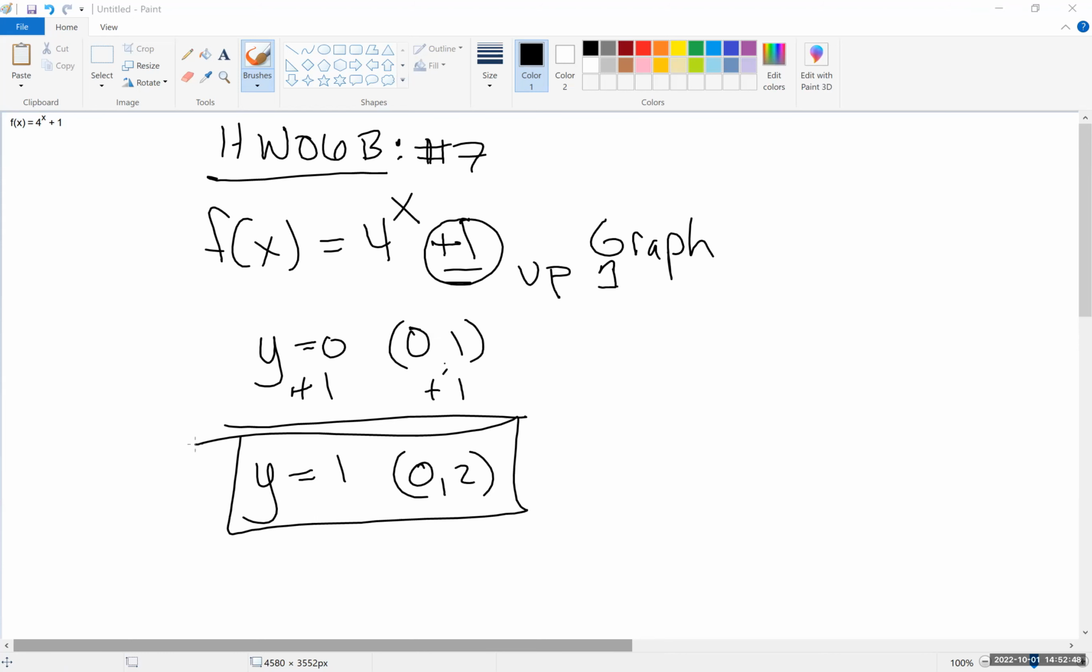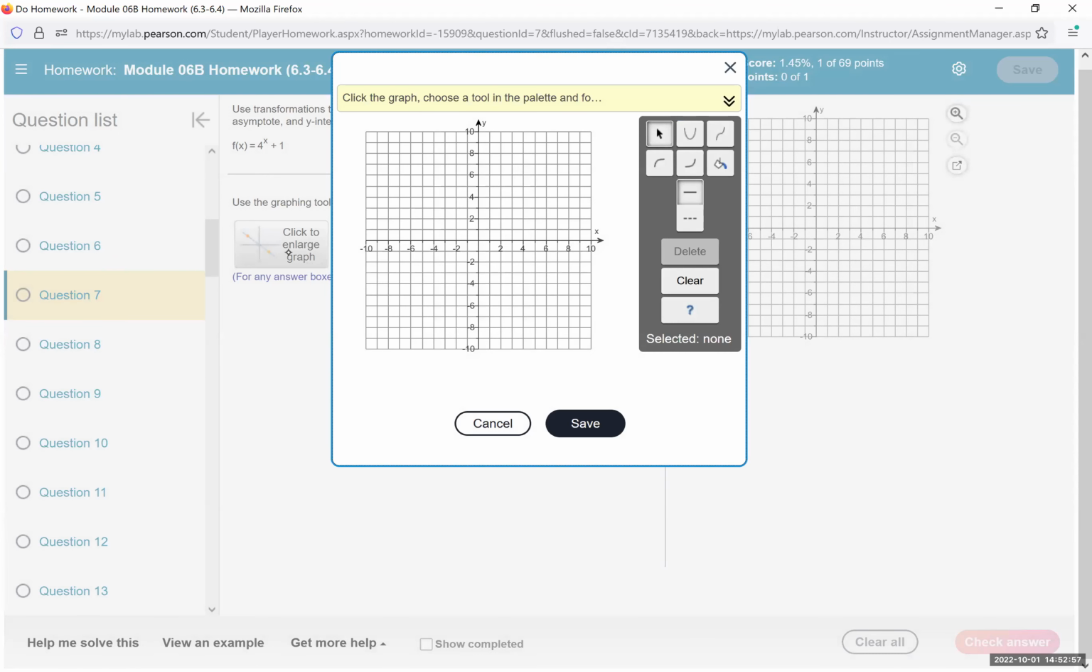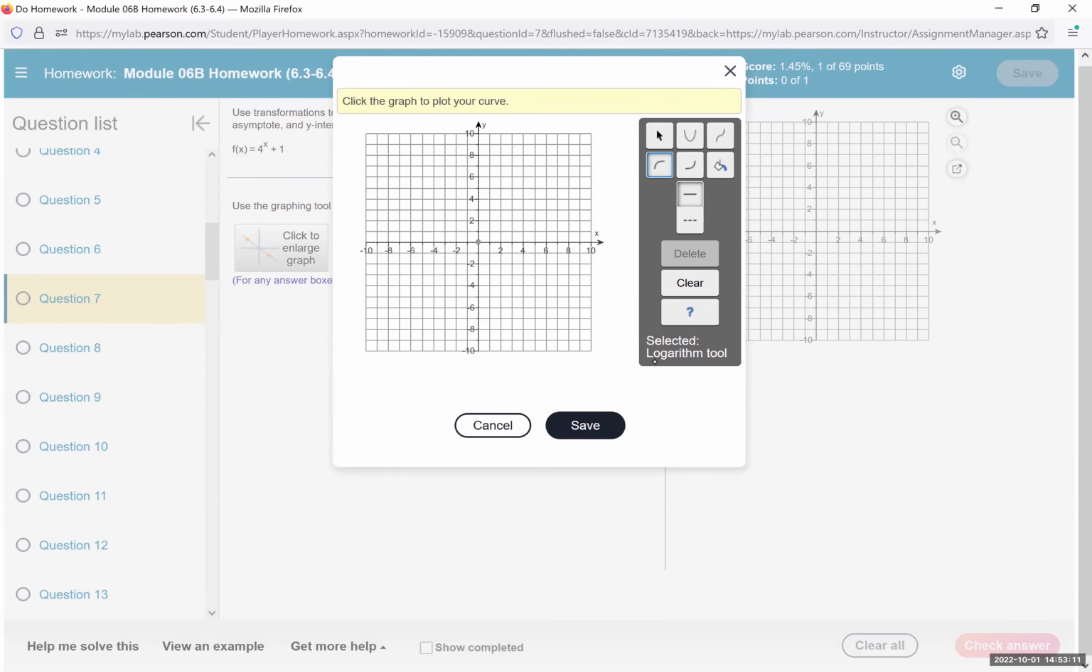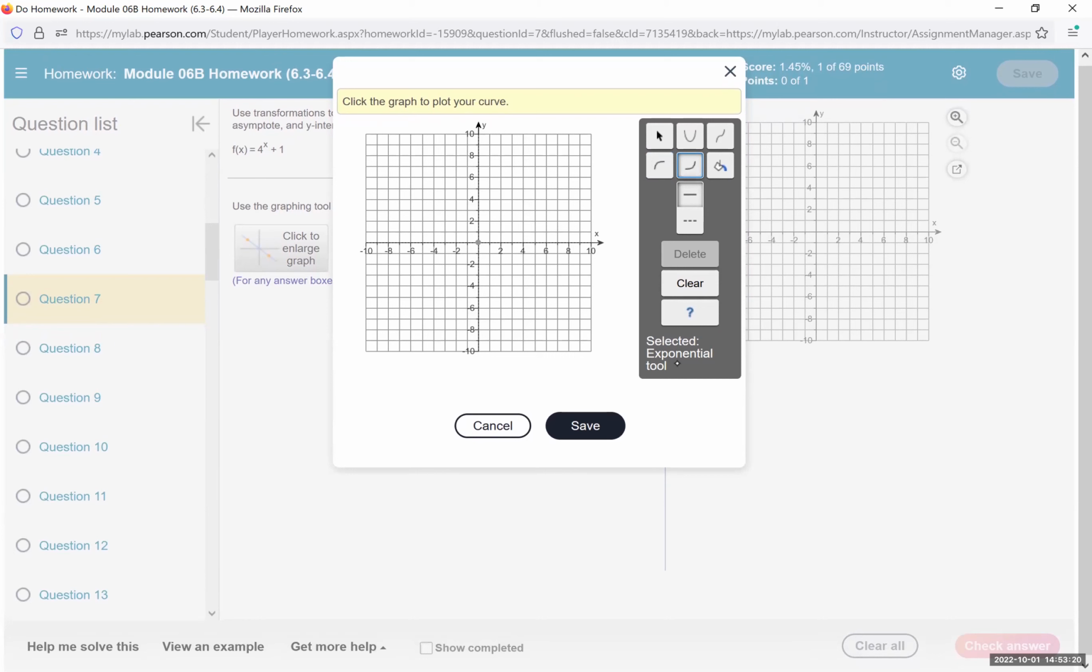It's not super intuitive. We're going to click to enlarge the graph. What you want to do is select the exponential tool. This first one is the way logarithms look. Right here it says logarithm tool, so you know that's not what we're using. So let's go to the other one that says exponential tool. Ours is an exponential tool.